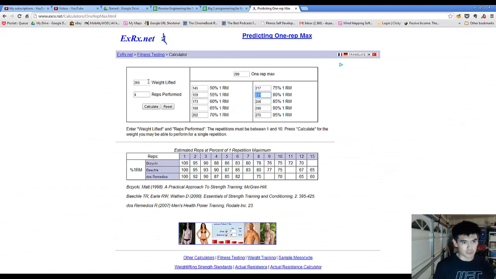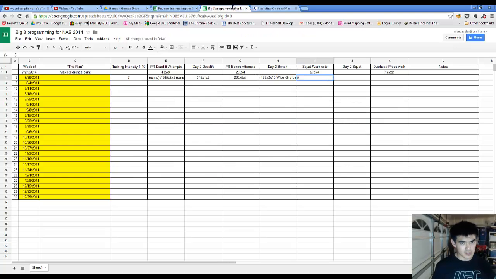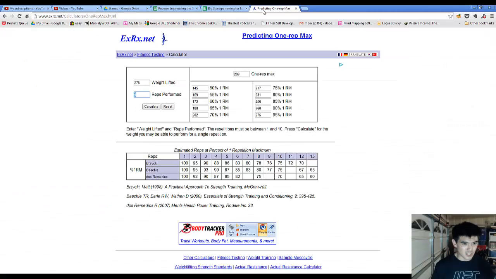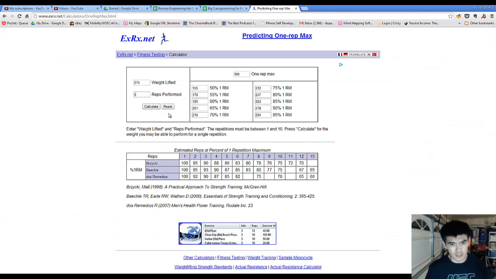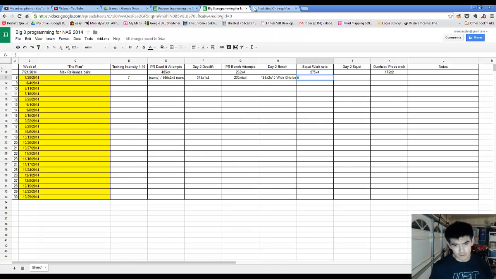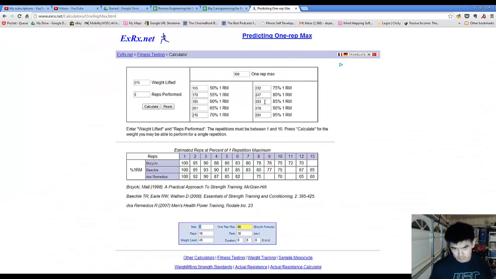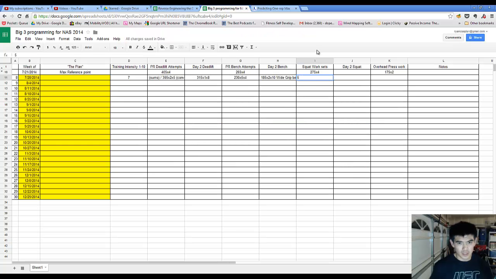275 for 4, that puts him at... so the squat's interesting because squat is really more of a lot of technique. I guess everything is really technique, but his predicted 1 rep max is 309. So if his rep max is at 4, I like to stay at 80%, so let's go to 250 as his work set. So he's going to work himself up to 250 for 4 sets of 5. That's a pretty good amount of volume.